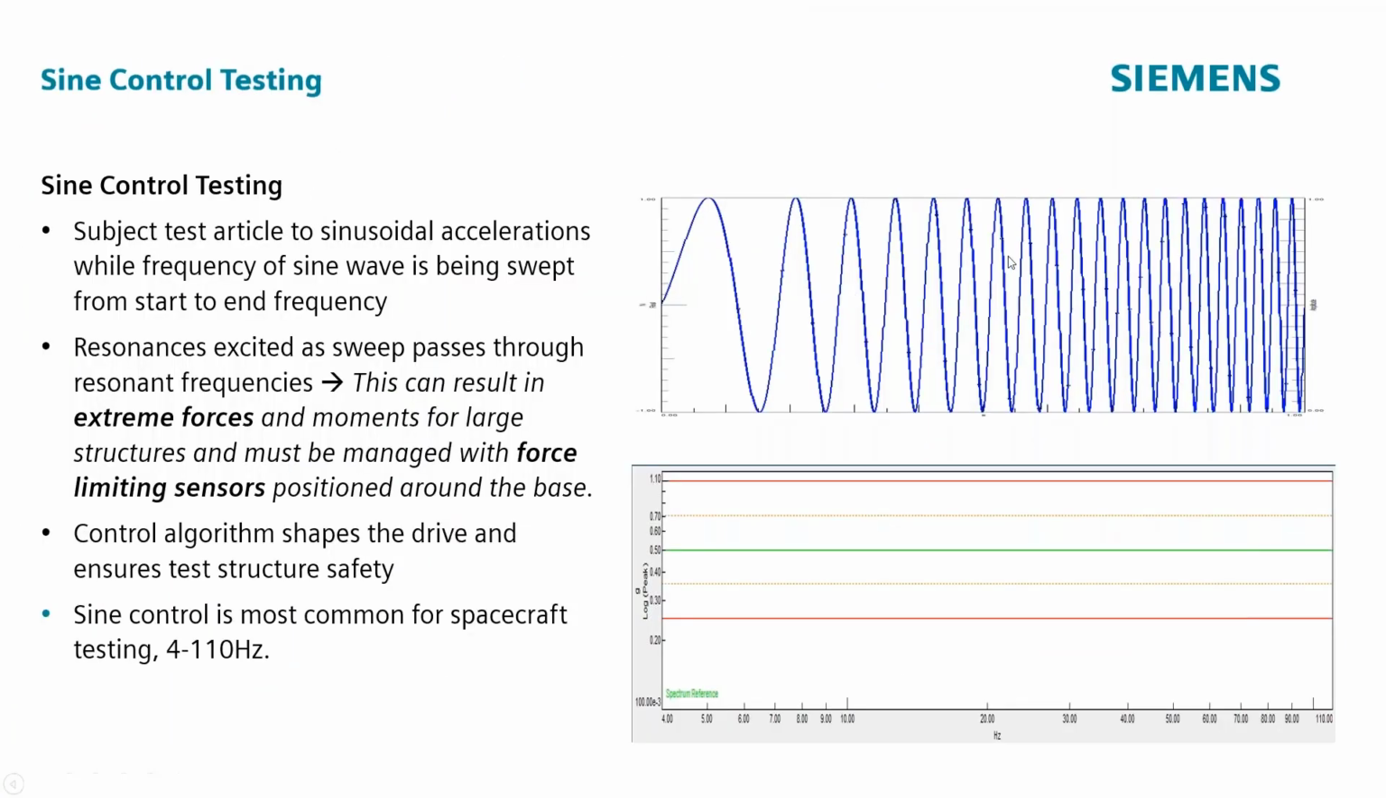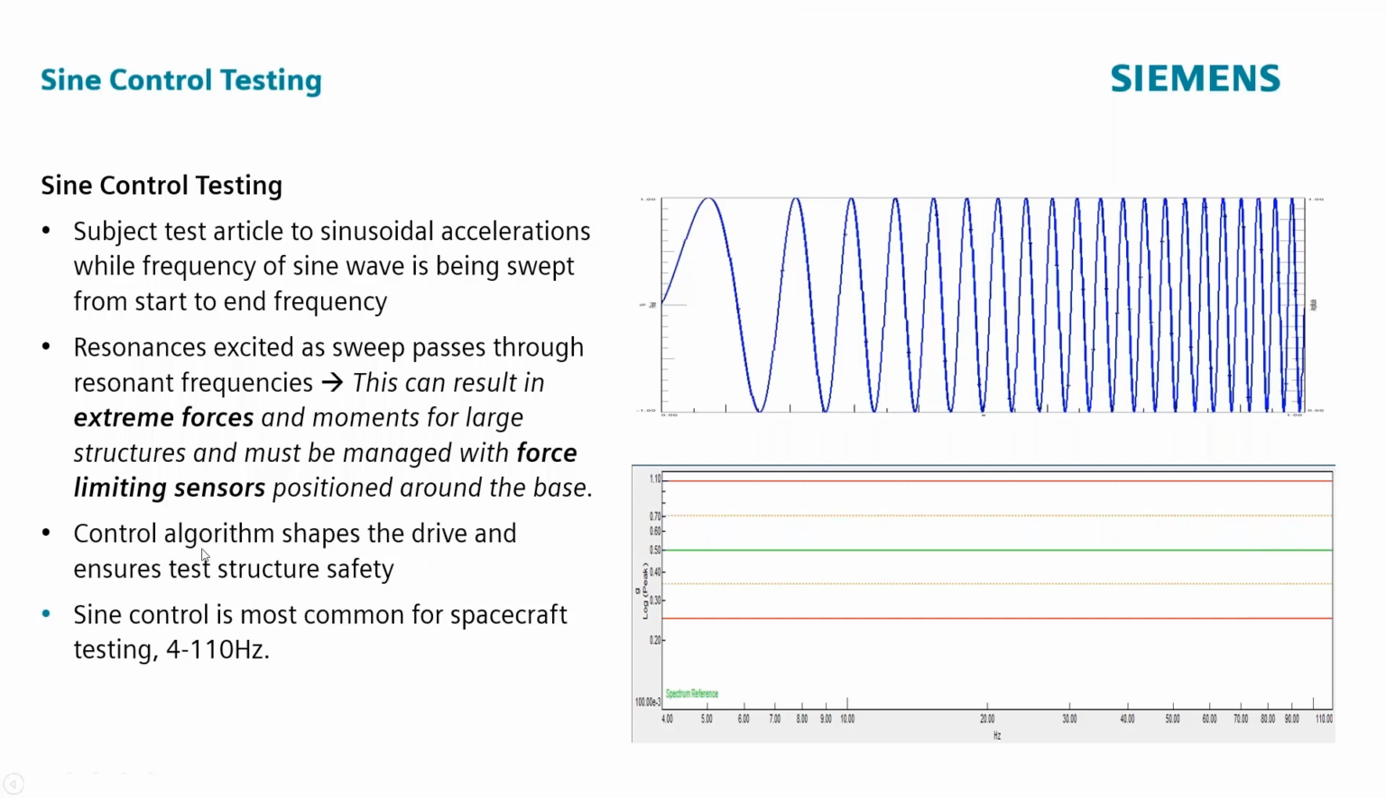In the time domain, you have something that looks like this, where you have a constantly changing frequency, where you're sweeping between a low frequency and a high frequency, or from a high frequency down to a low frequency. And you excite resonances as you sweep past them, which can result in lots of force. And again, going back to force limiting, important thing in these big satellite tests.